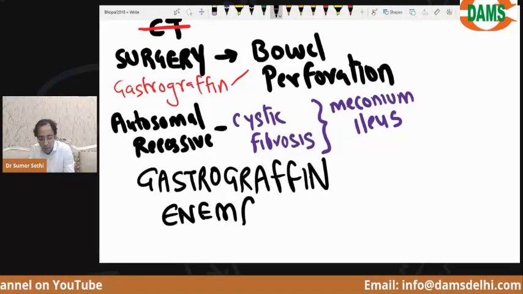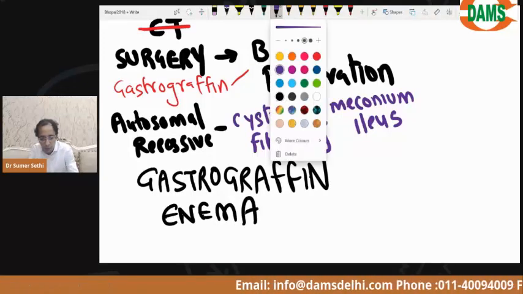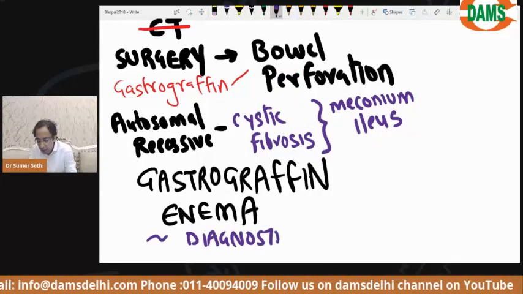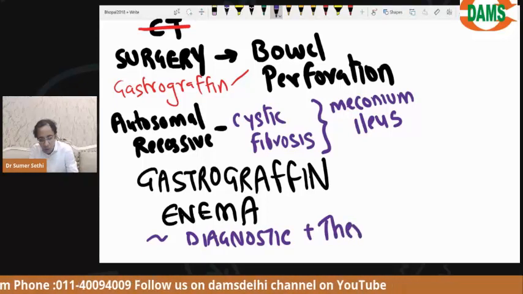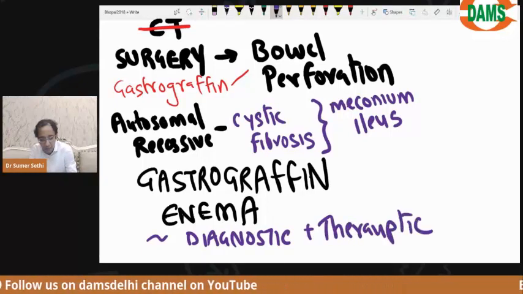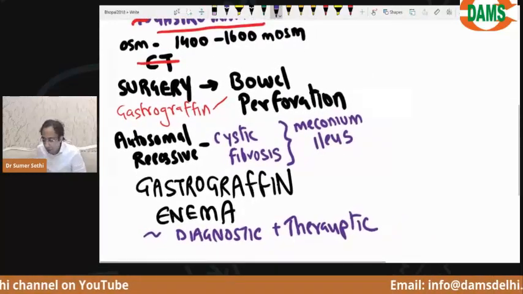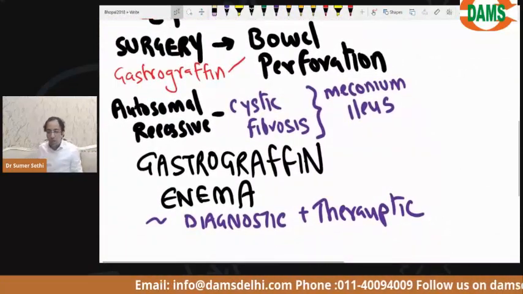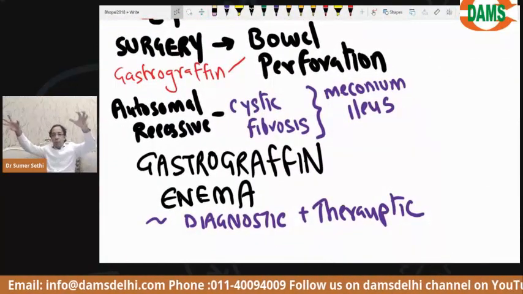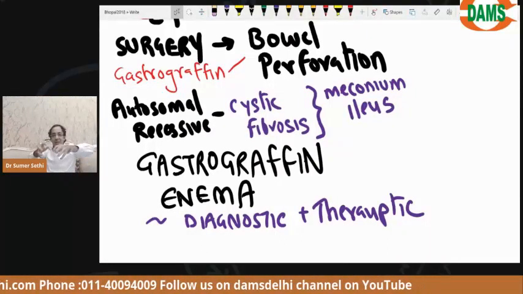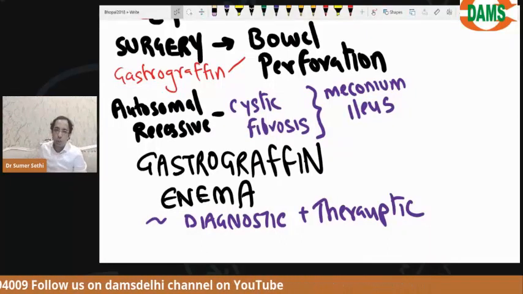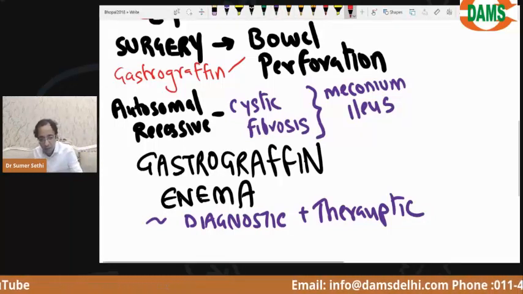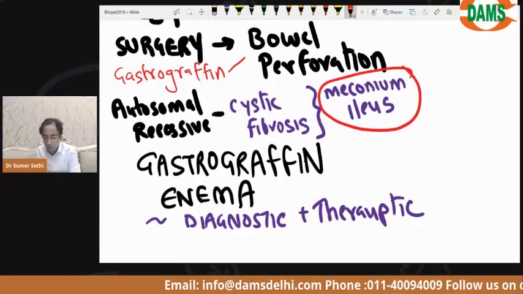Can you tell me why? Because in these patients, it is both diagnostic and therapeutic. Can you guess the reason why it is therapeutic? Because it is high osmolar. This high osmolarity means when you give a gastrografin enema, it will pull the water towards it, and that helps to dislodge the meconium plug. So that is why you give a gastrografin enema in infants with meconium ileus.